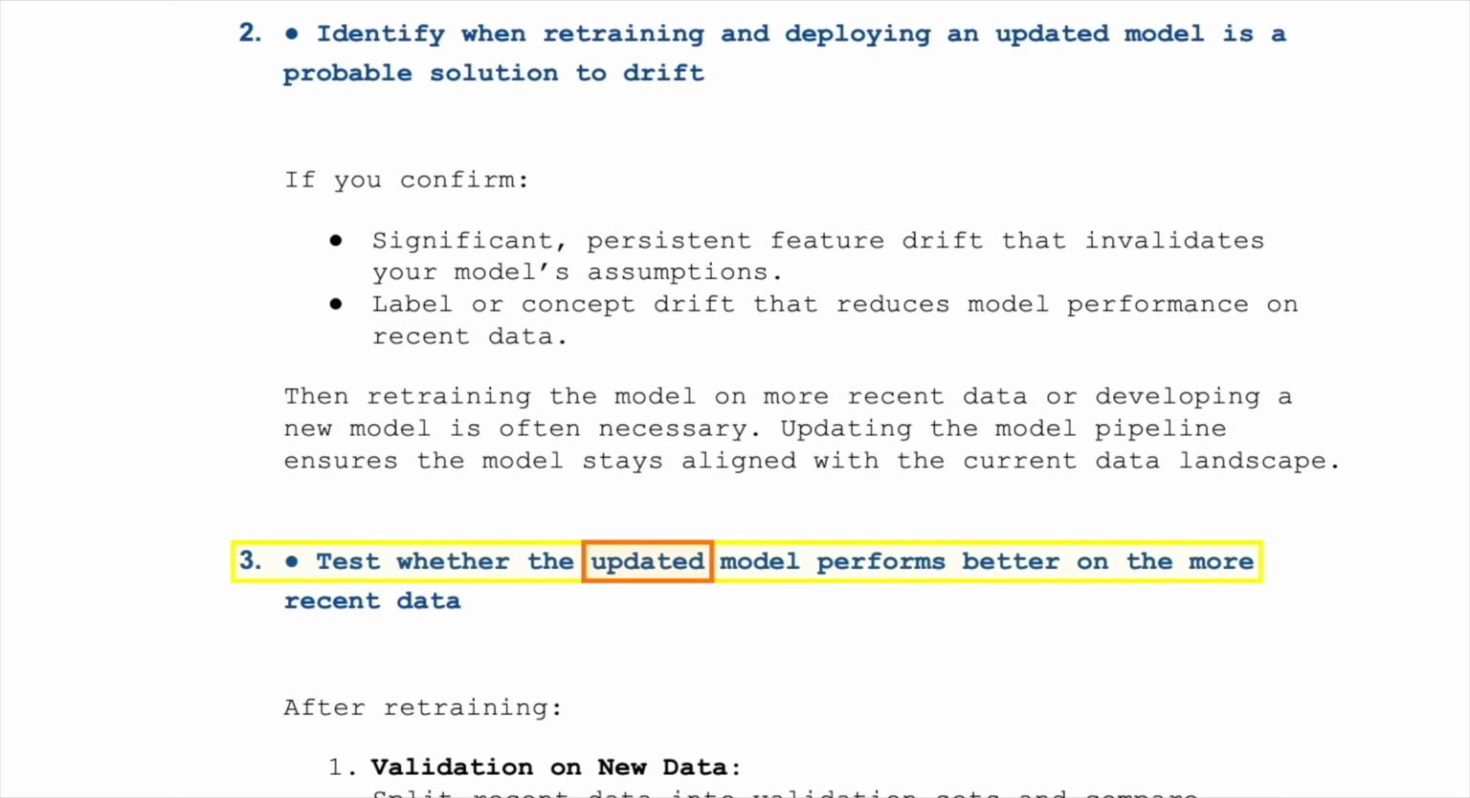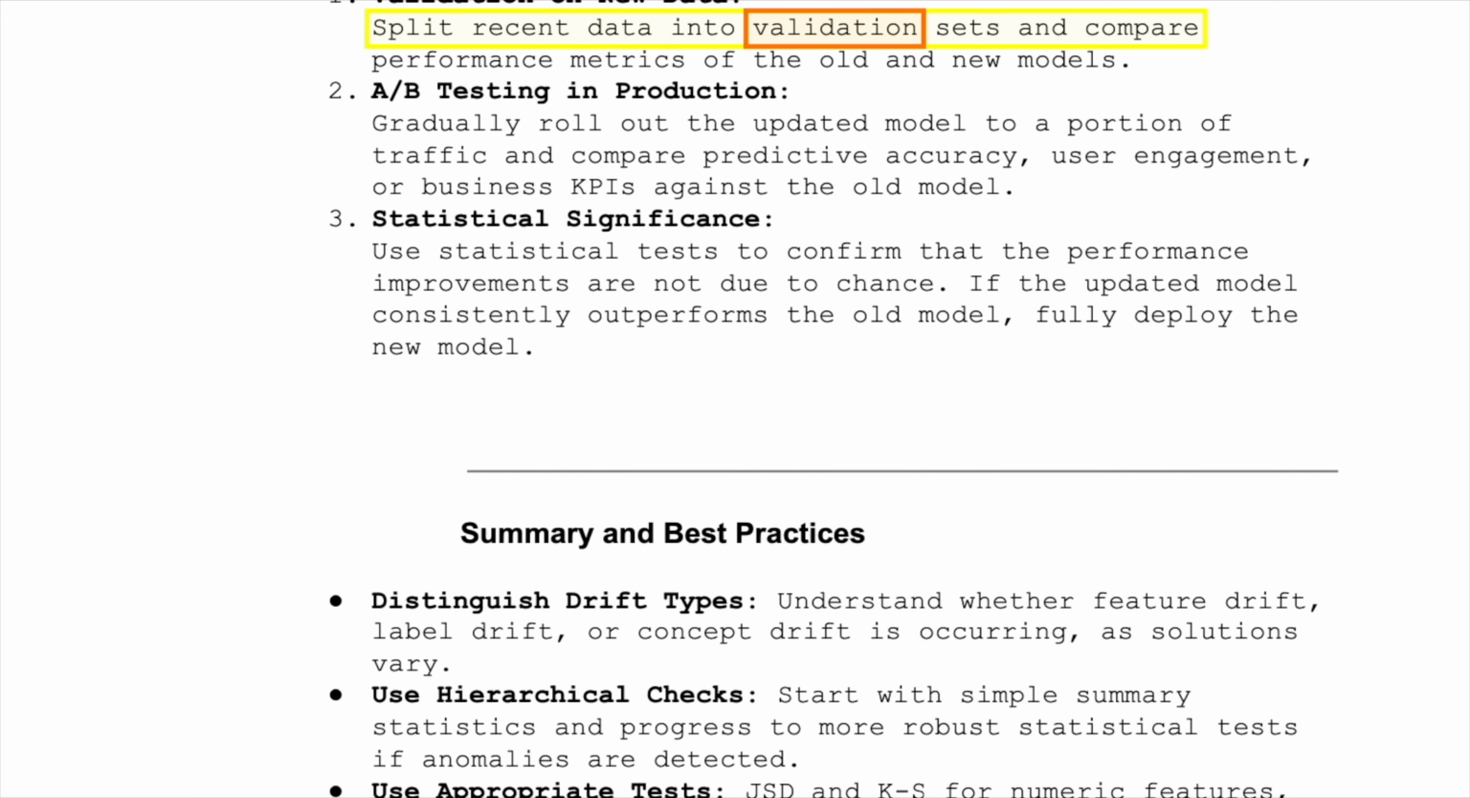3. Test whether the updated model performs better on the more recent data after retraining. 1. Validation on new data. Split recent data into validation sets and compare performance metrics of the old and new models. 2. A/B testing in production. Gradually roll out the updated model to a portion of traffic and compare predictive accuracy, user engagement, or business KPIs against the old model. 3. Statistical significance. Use statistical tests to confirm that the performance improvements are not due to chance. If the updated model consistently outperforms the old model, fully deploy the new model.